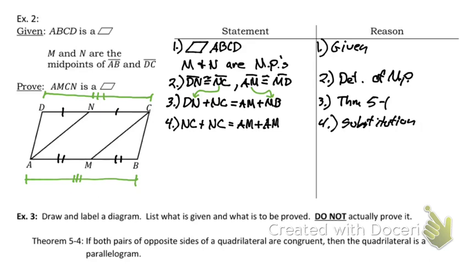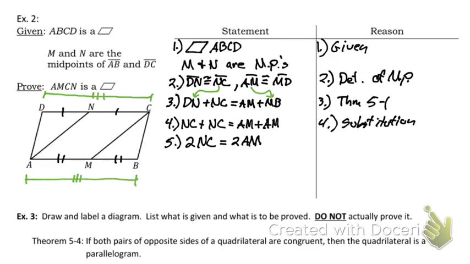Now I just have NCs on one side and AMs on the other side. Our next step is to write, I have 2 NCs on this side and I have 2 AMs on this side. The reason's kind of weird on this one. It makes sense though, right? If I have x plus x, it equals 2x.